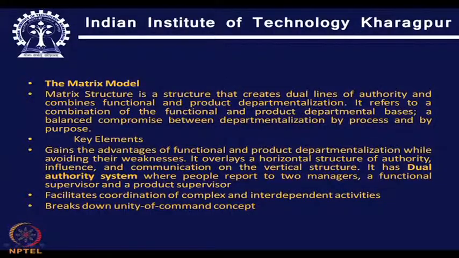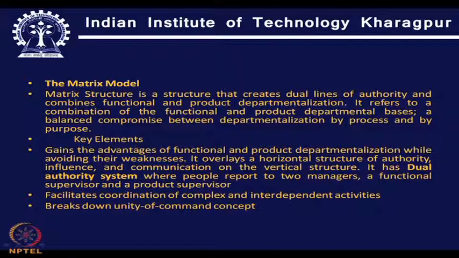So, the next structure that we look into is the matrix structure, the matrix model of the organization. A matrix structure creates dual lines of authority and combines functional and product departmentation. It refers to a combination of the function and product departmental basis, a balanced compromise between departmentalization by process and by purpose.